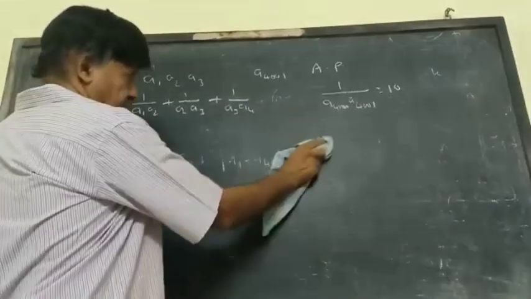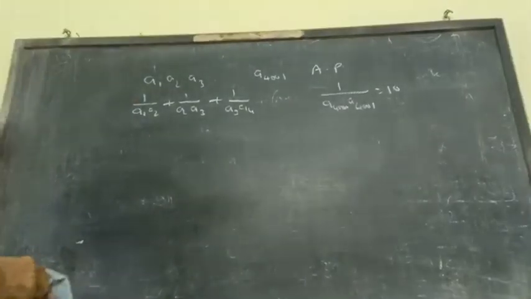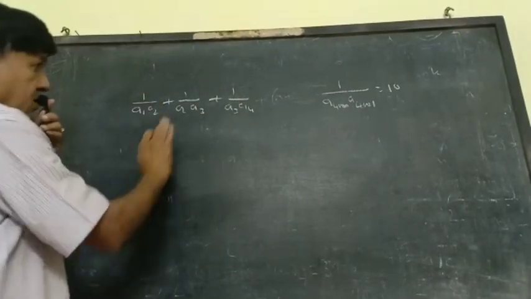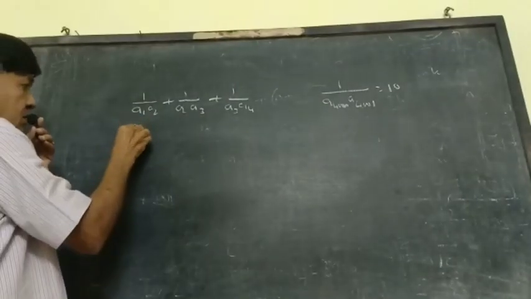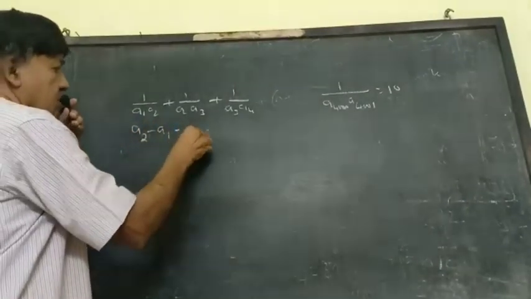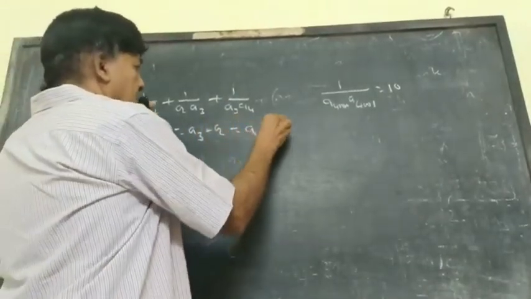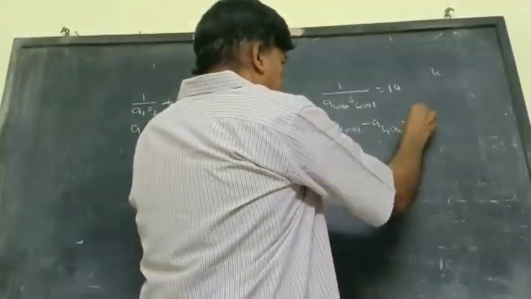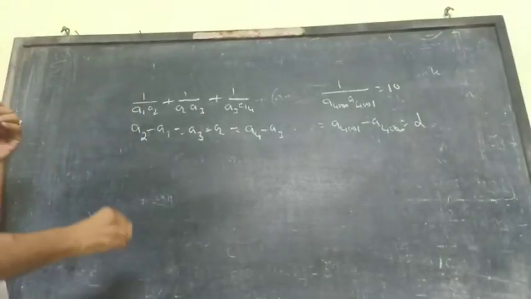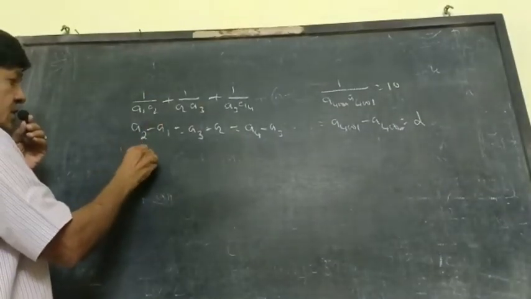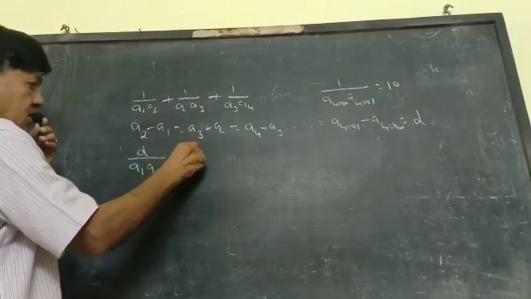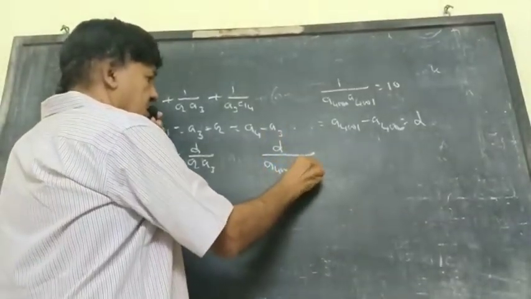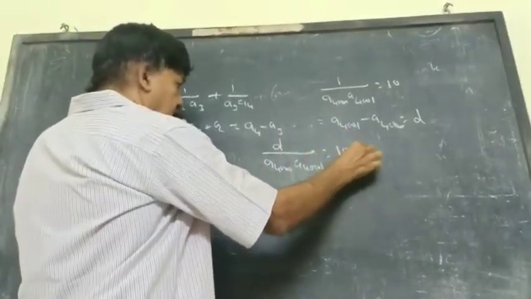See, the point here is this equation. When you observe, all of you know A2 minus A1 is equal to A3 minus A2 is equal to A4 minus A3 is equal to A4001 minus A4000, each is equal to the common difference D. So you multiply on both sides with D. D by A1 A2, D by A2 A3, D by A4000 A4001 is equal to 10D, like this.